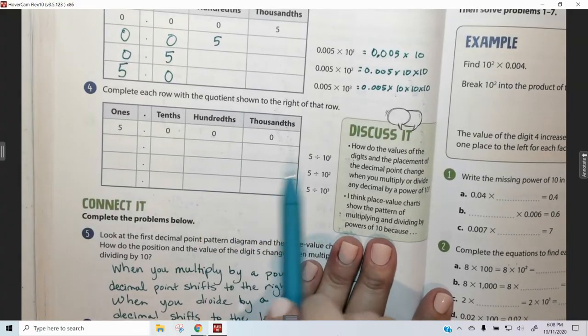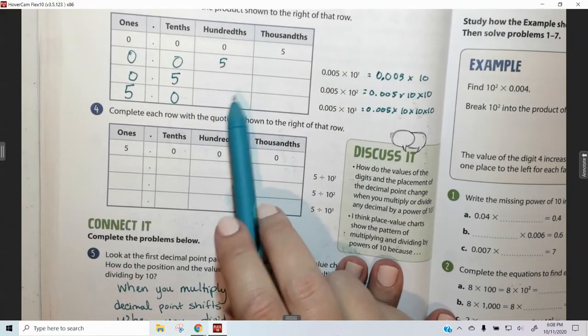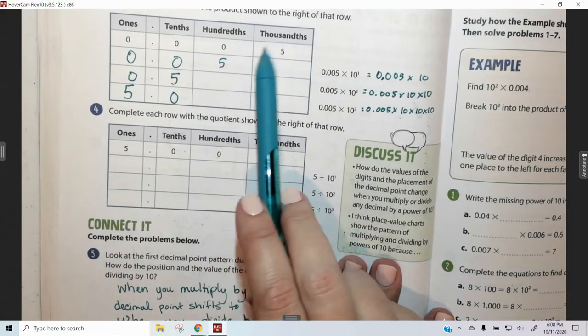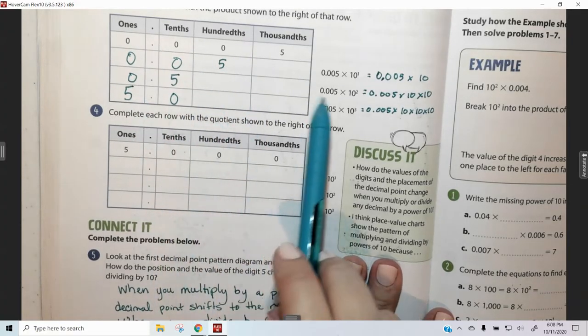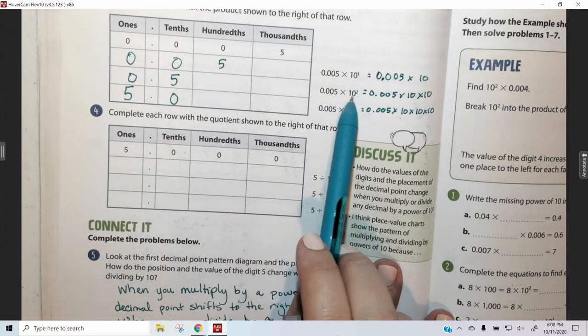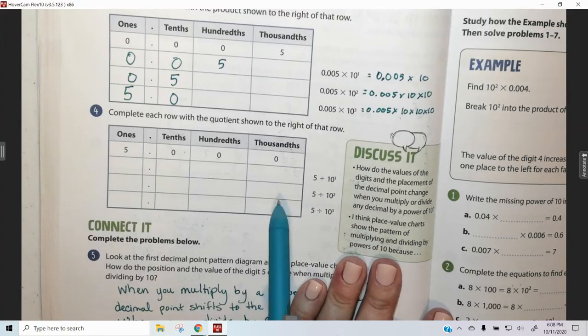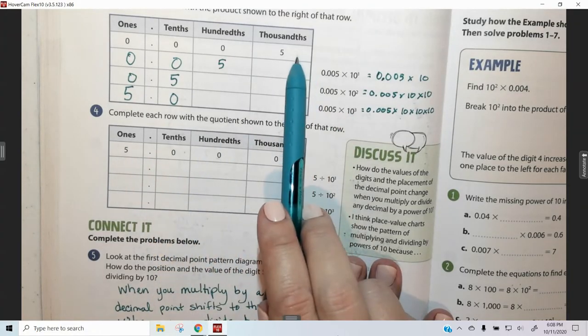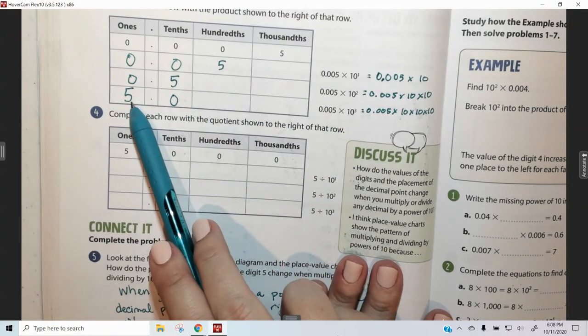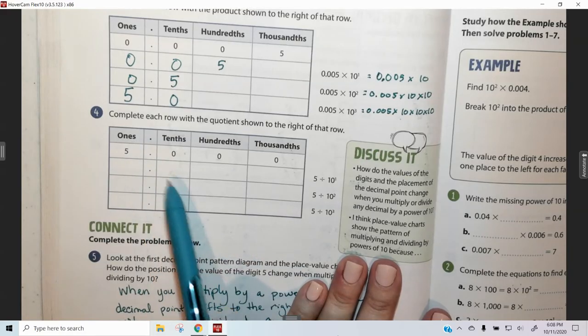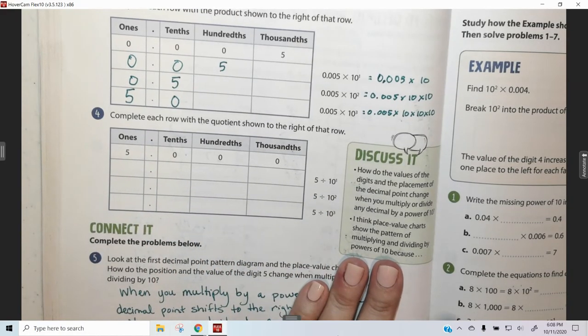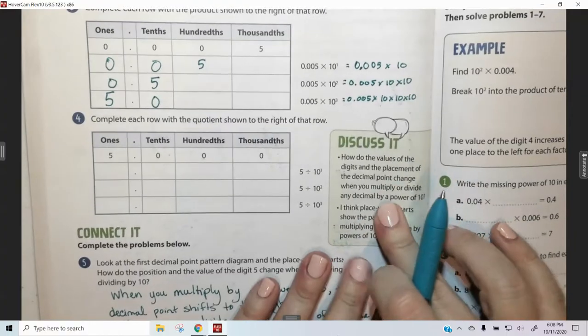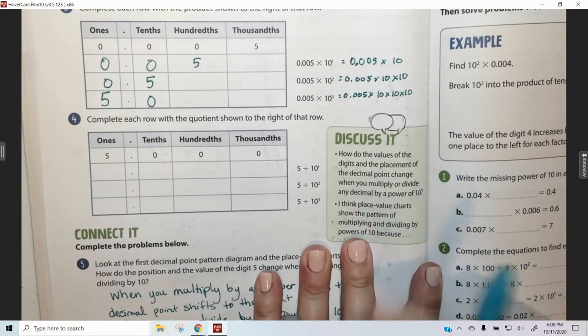The next problem is dividing. And so it's similar. So here, the 5 shifts over one place value every time you multiply by another power of 10. Now here, if the 5 shifted to the left, which way do you think the 5 is going to shift if we're dividing? Let's see if your guess is right.